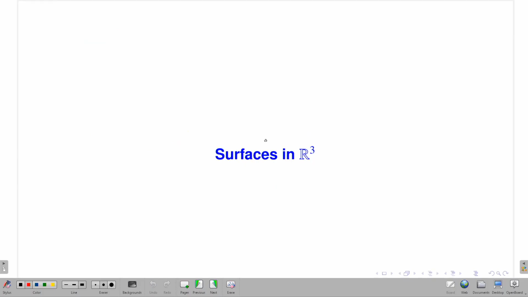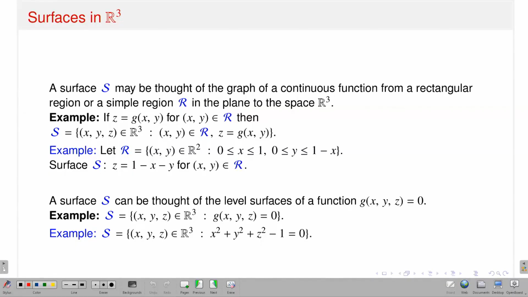As I said, let's recall the definition of surfaces, and again I restrict myself to 3-dimensional Euclidean space. So the heading is surfaces in R3. Of course you can define surfaces in Rn as well, but for R3 you can have more visualization, because you can at least see pictorially what is going on. That is why I restrict myself to 3-dimensional Euclidean space.